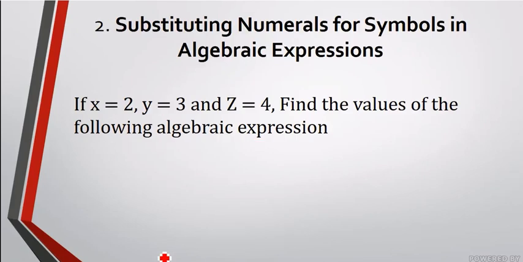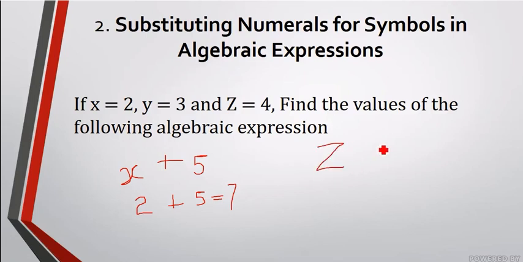Great. Now we're going to go on to the second part of this course, which involves substituting numerals for symbols in algebraic expressions. So in this question we have x is equal to 2, y is equal to 3, and z is equal to 4. We have to find the values of the following algebraic expressions. So if I was given this algebraic expression, x plus 5, and I was asked to find the value of it, all I do is substitute the value that was given for x. What was given for x? 2. So it's going to be 2 plus 5 will give me a total value of 7.